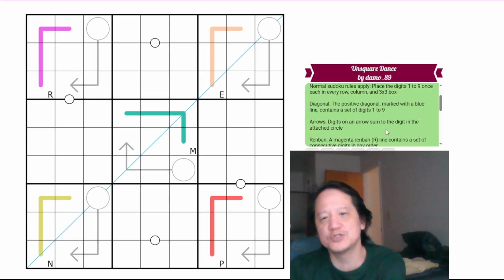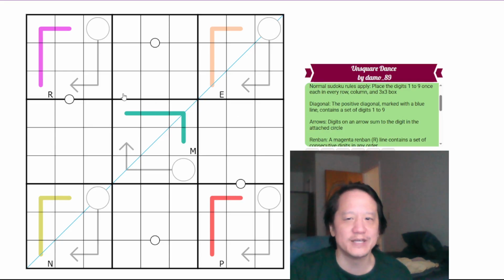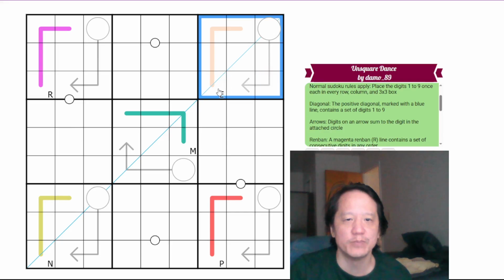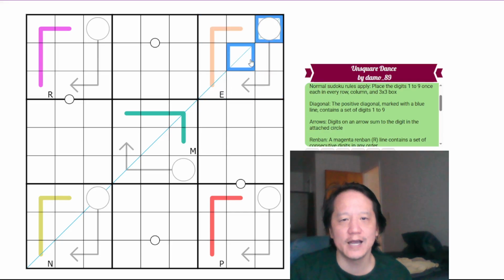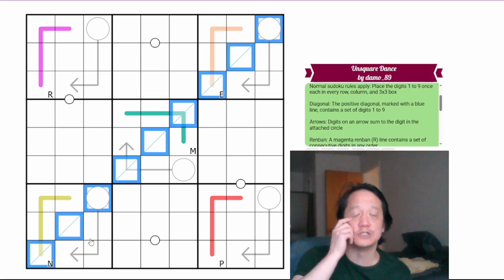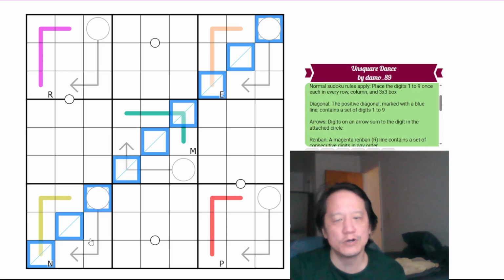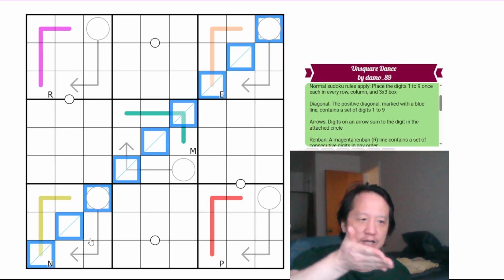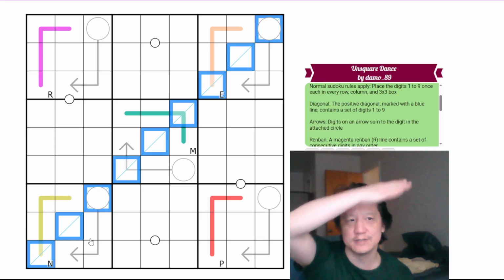We have normal Sudoku rules apply, which means place the digits 1 through 9 once each in every row, column, and 3x3 box. We have a diagonal, where the positive diagonal, marked with a blue line, contains a set of digits 1 to 9. Or another way of putting it is that you can place the digits 1 through 9 once each in every row, column, and 3x3 box, and the positive diagonal. Or it's that way, I guess.